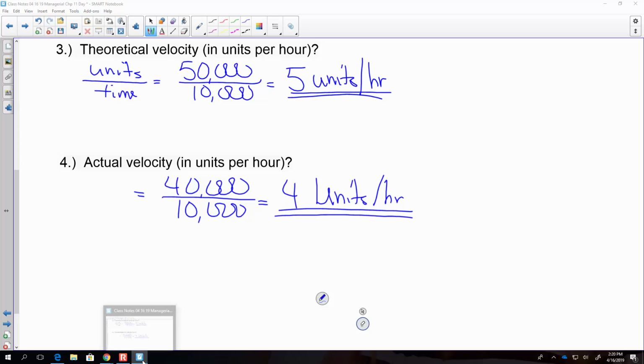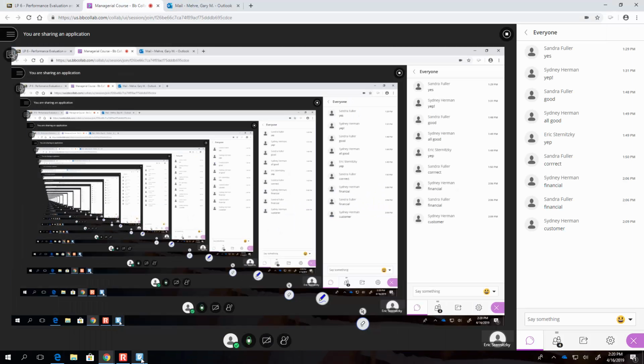Any thoughts, guys, at home on the difference between velocity and cycle time? Or anybody here? It's a pretty simple computation, but I just got to make sure we're in the right direction. Silence means good. All right, thank you, Sandy.